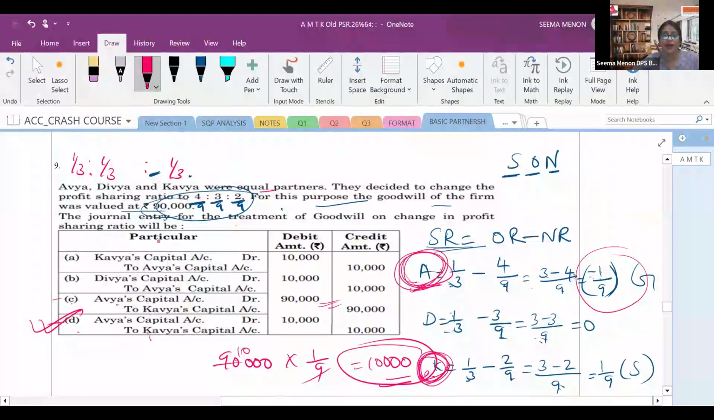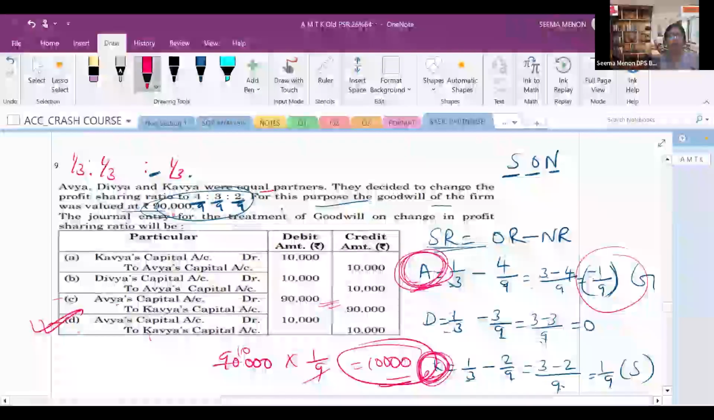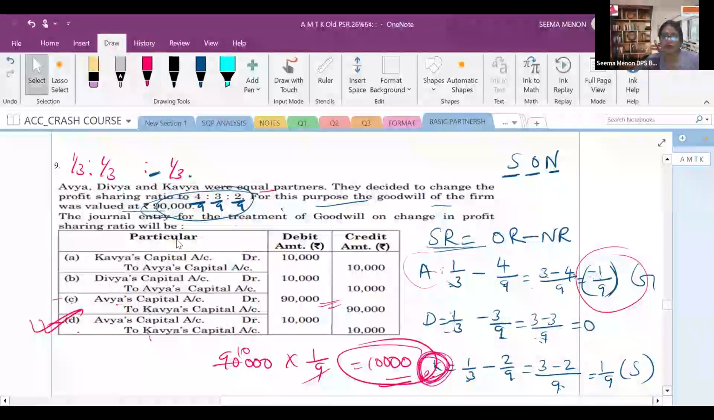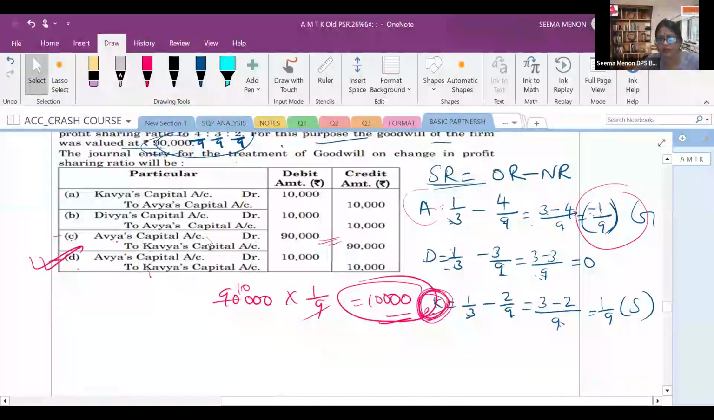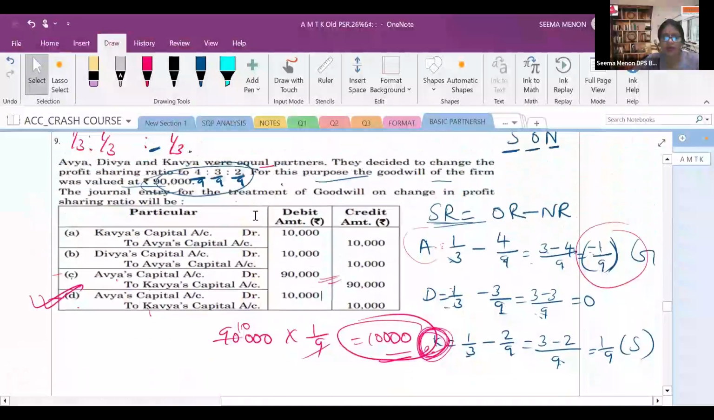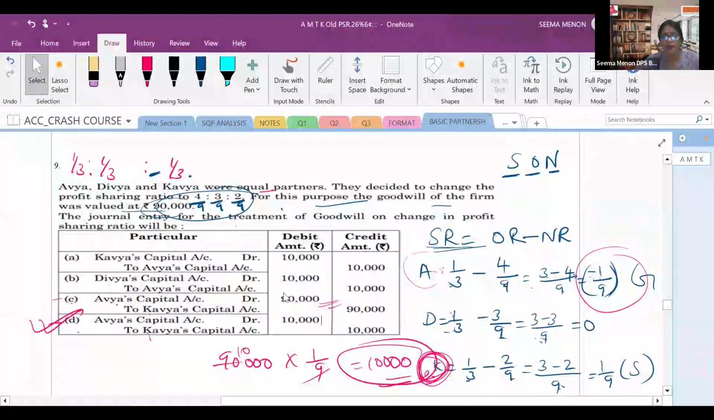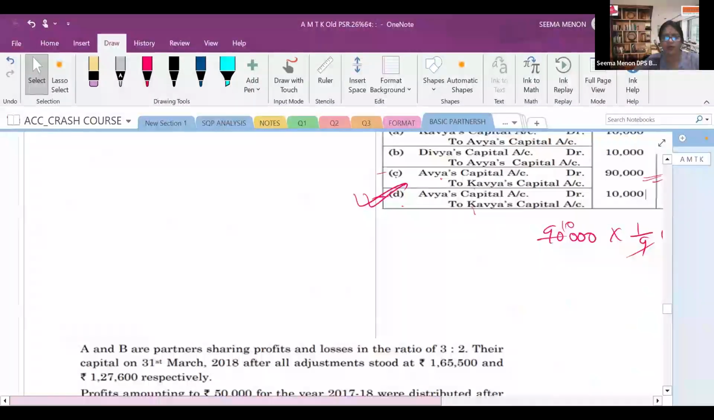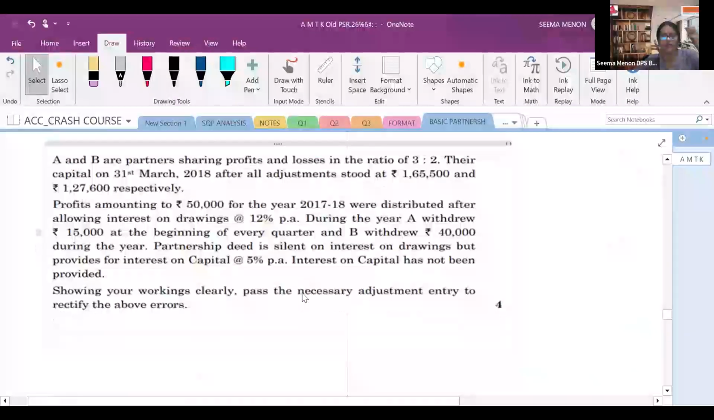Always goodwill will be adjusted among the partners, either in the gaining or sacrificing ratio. What is the journal entry there? Gaining partner's capital account to sacrificing partner's capital account. I hope you are clear with this. This is again a one-marker, but it took a long time to solve. So through regular practice only, you will be able to get full marks in this type of question.